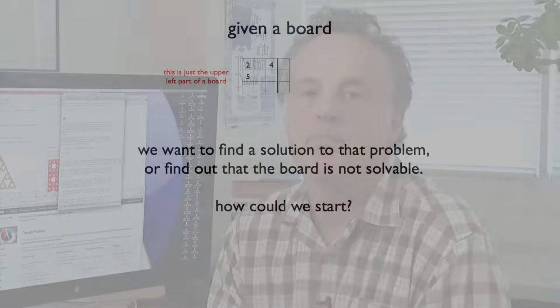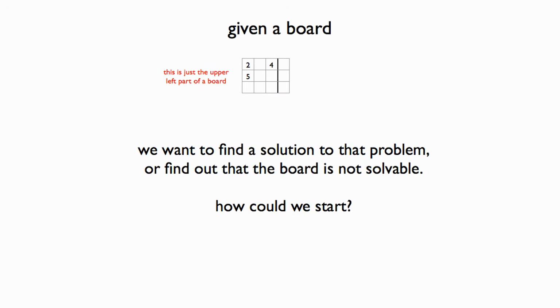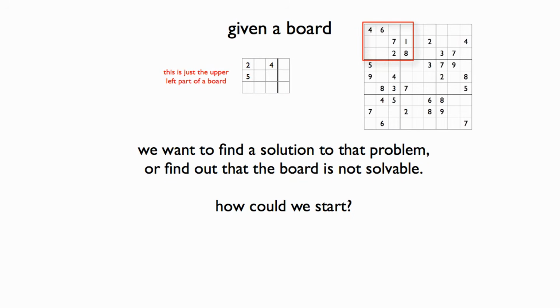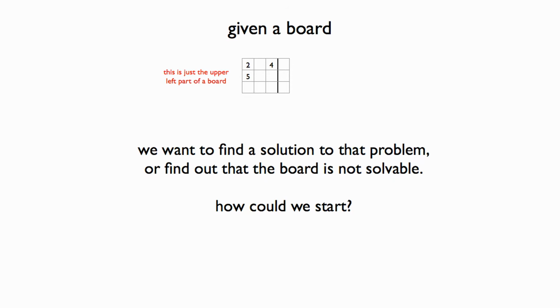Here we go. Imagine that you start with a board, and here I'm just showing the upper left part of the board. So imagine that you start with a board that has some squares filled in, like a Sudoku puzzle you might see in the newspaper. You may remember newspapers are things printed on paper that come to your doorstep in the morning. So you might see it on your phone or something. But here is the upper left part of a Sudoku puzzle. So you want to find a solution to that problem, or maybe find out that the board's not solvable. What could you do?